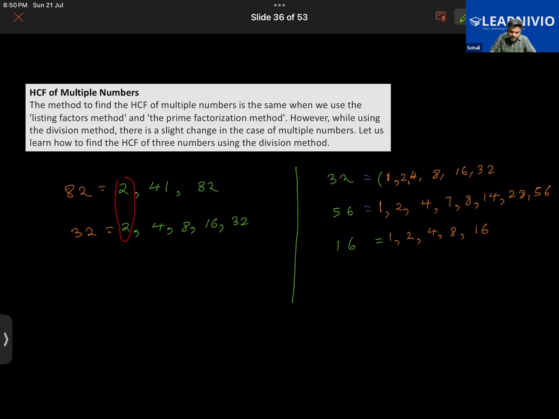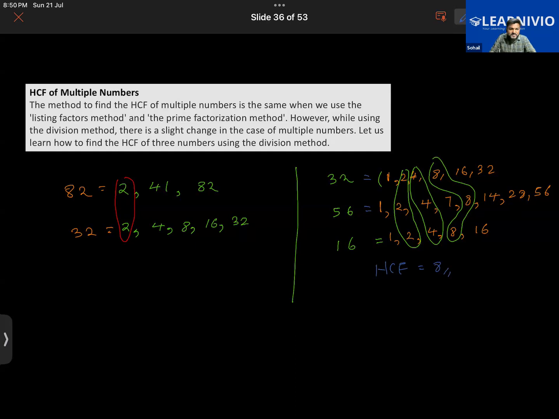Okay, now. But you guys missed one more number. First of all, you have to circle the common factors. 2 is a common factor. 4 is a common factor. Very good. 8 is another common factor here. So thereby the HCF is 8.